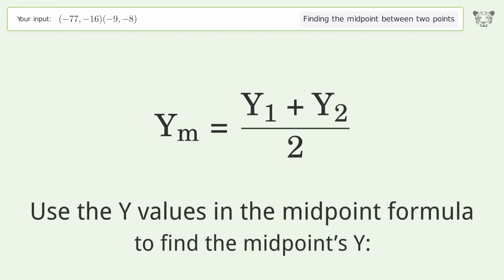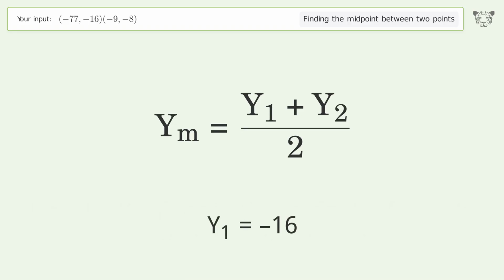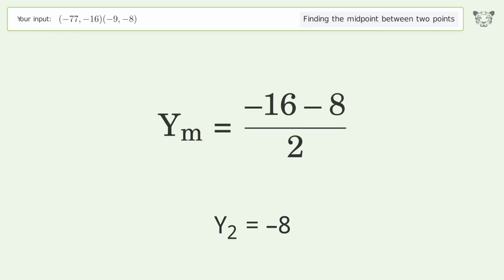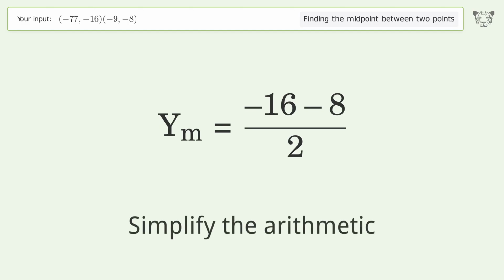Use the y values in the midpoint formula to find the midpoint's y. y1 equals -16. y2 equals -8. Simplify the arithmetic.